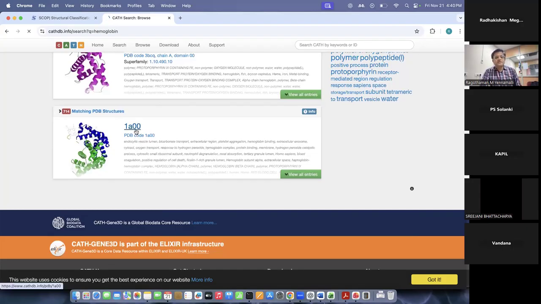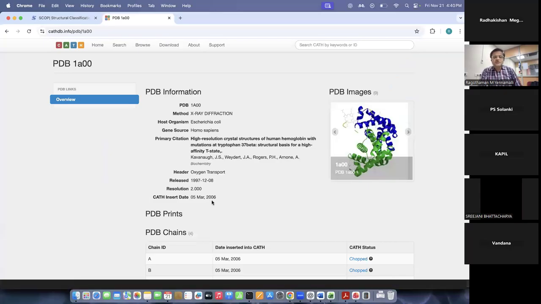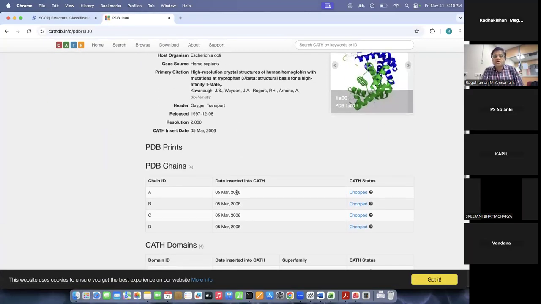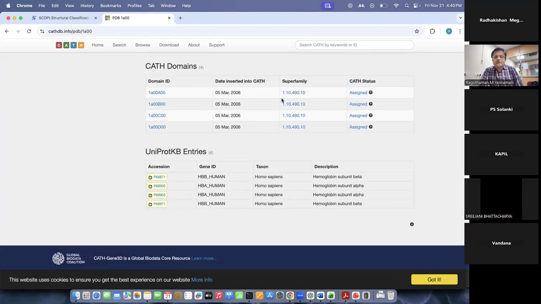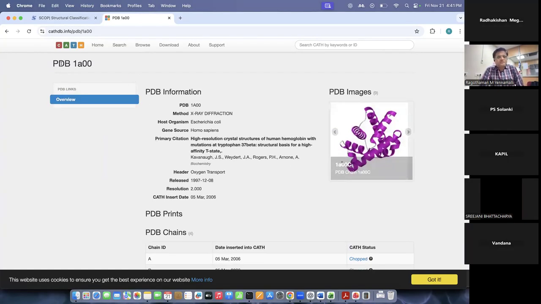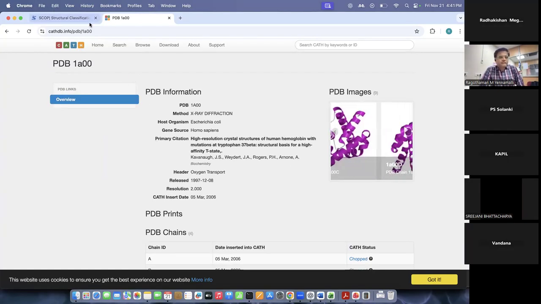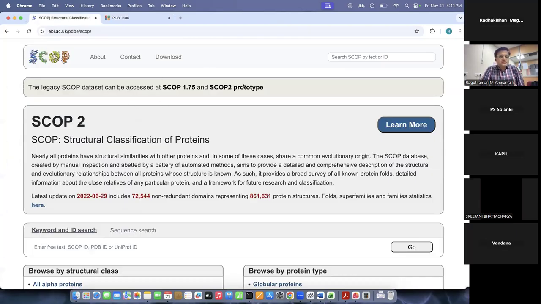And then, for example, if this is the PDB structure 1AA0, here you can see what type of details you have for that particular domain. You have the superfamily CATH. You can see 1.10.490.10. That is the ID for this particular class and what other proteins are involved. Similarly, SCOP, this is the SCOP2.